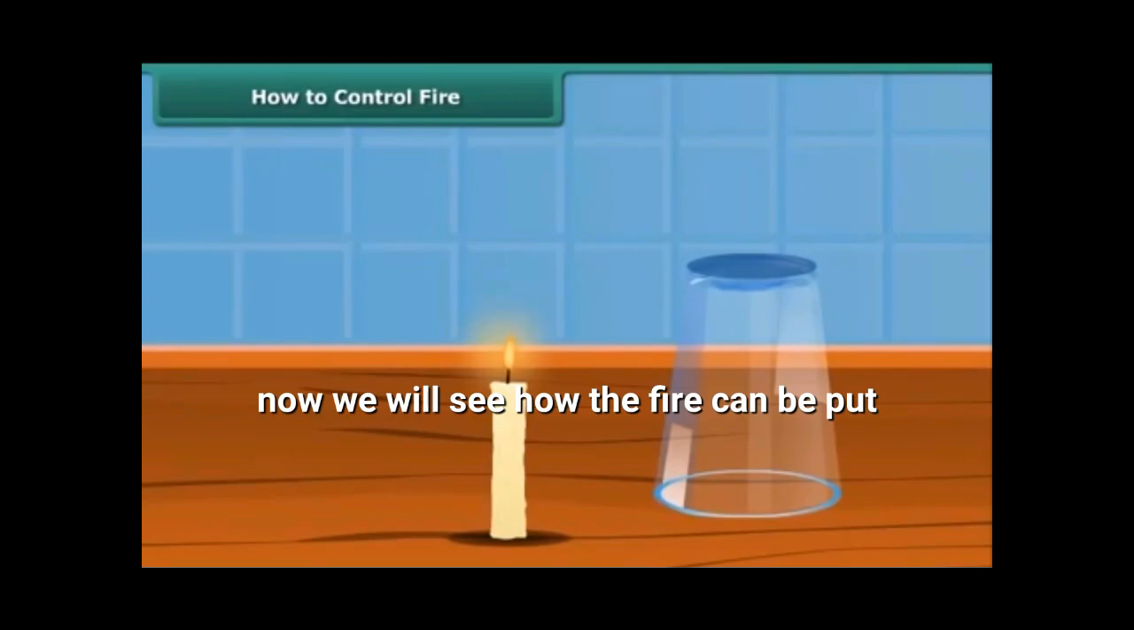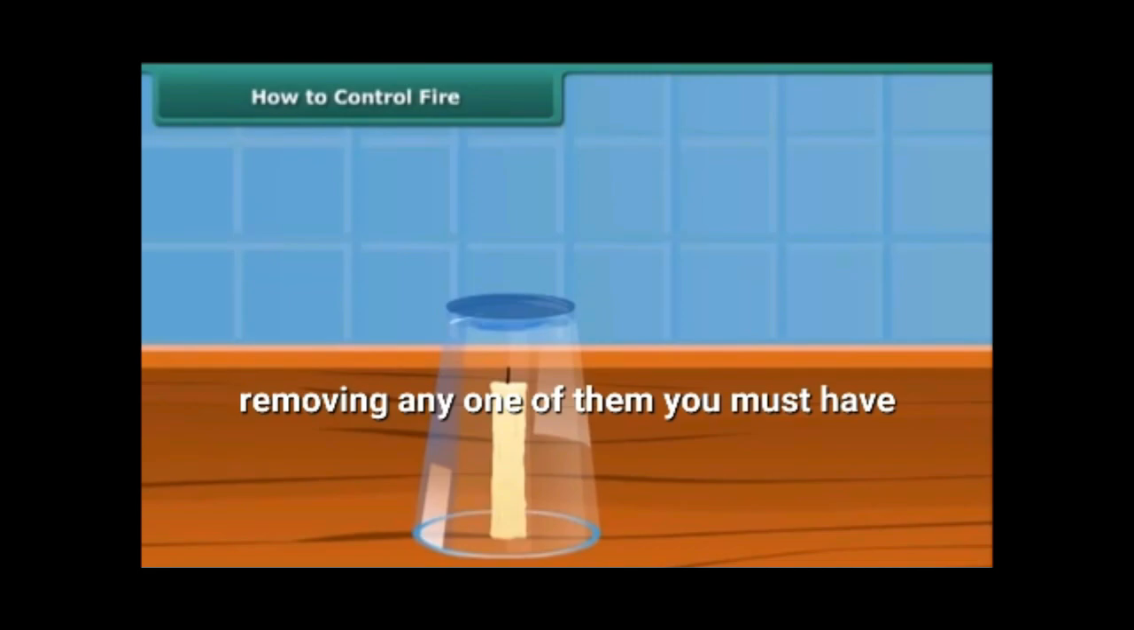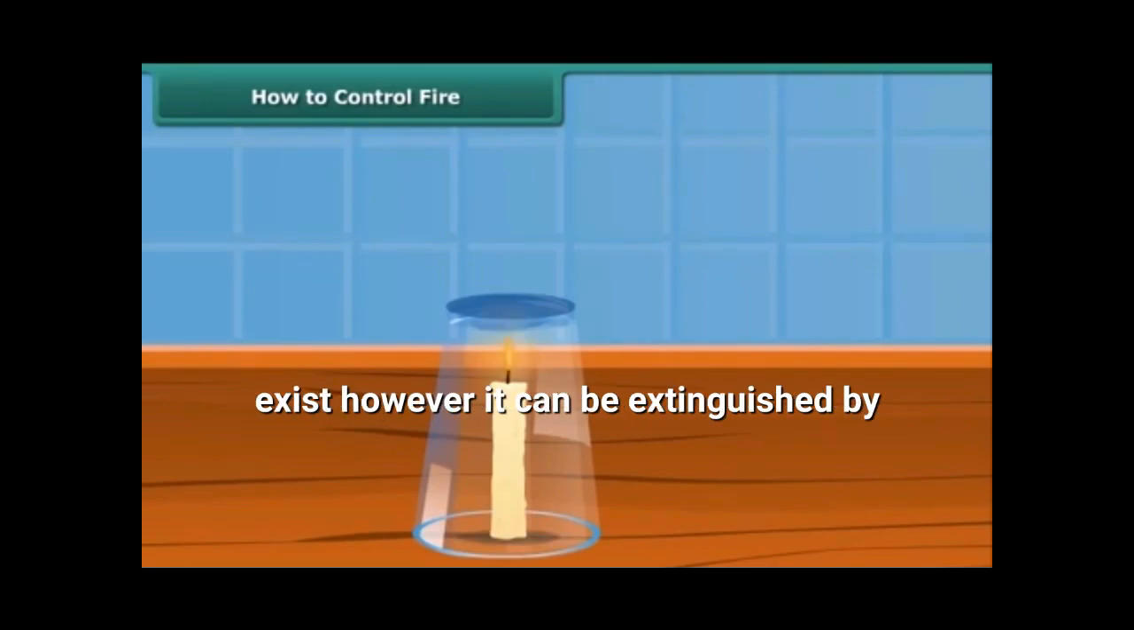Now we will see how the fire can be extinguished. Fire needs oxygen, heat and fuel to exist. That is, a triangle is formed between oxygen, heat and fuel. If we cut one of these, whether oxygen or heat or fuel, then we can easily extinguish the fire. It can be put off by removing any one of them.